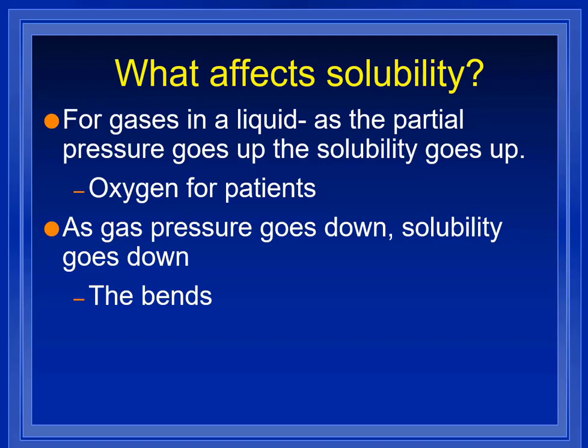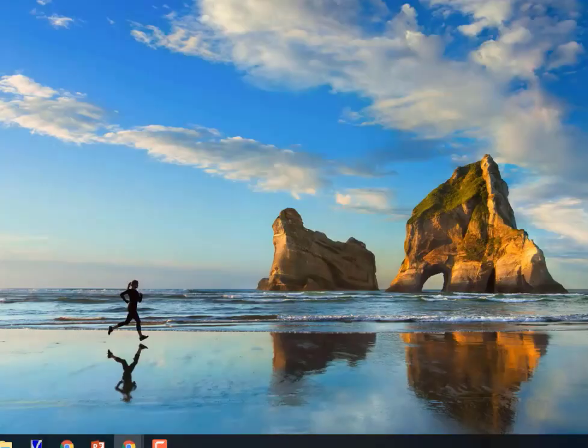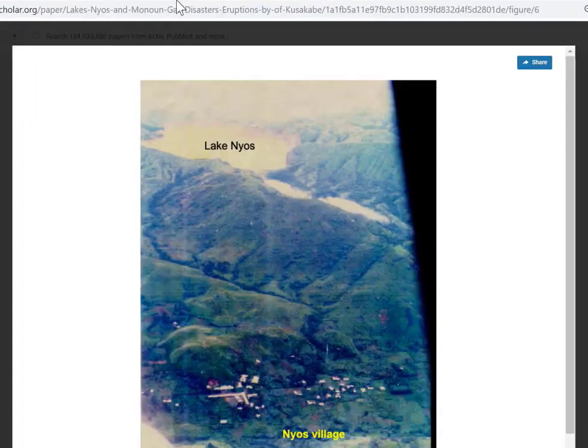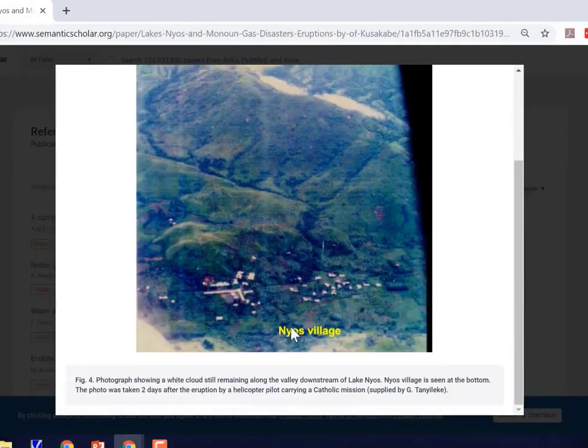On a bigger scale, I need to tell you a story about a lovely lake in Cameroon. It's called Lake Nyos. It's a lake in the top of a volcano. You know the crater of a volcano? It got filled up with water. And right next to Lake Nyos is a little fishing village, Nyos Village. So there's the lake, and there's the village.